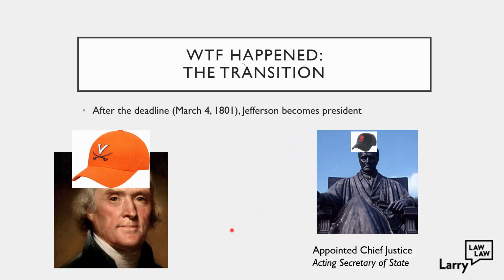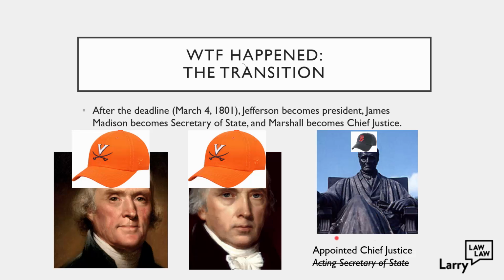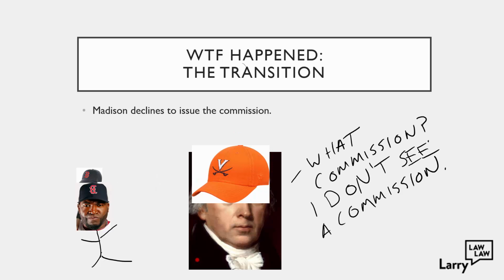March 4th, our famous Virginian becomes president. James Madison becomes Secretary of State. And Marshall takes his job as Chief Justice of the Supreme Court of the United States. Now, Marbury is still waiting for his commission. Being a bit naive, he says, hey, Madison, issue the commission. Madison declines. What commission? And this is what leads to the case of Marbury versus Madison.